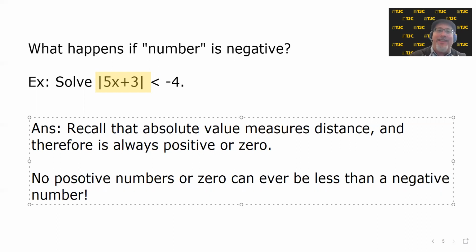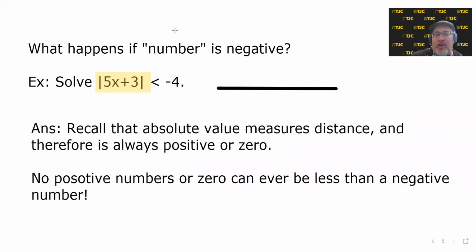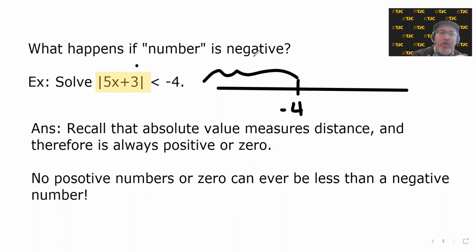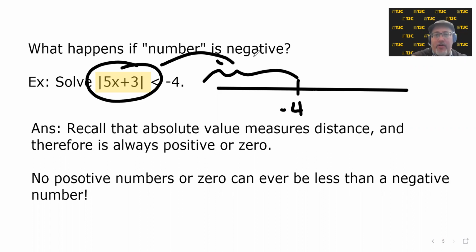Just think about it. To be less than, on the number line, you have to be to the left of something. So if I were to draw a number line and put a negative on it, let's say -4, to be less than -4 means that you would have to live over here. There's no way this could live over there. Why? All the numbers to the left of -4 are negative, but absolute value never comes out negative.